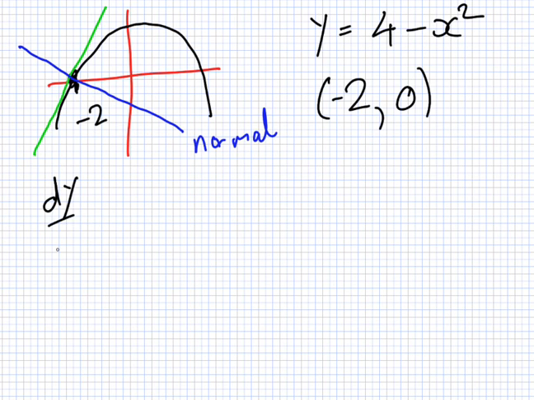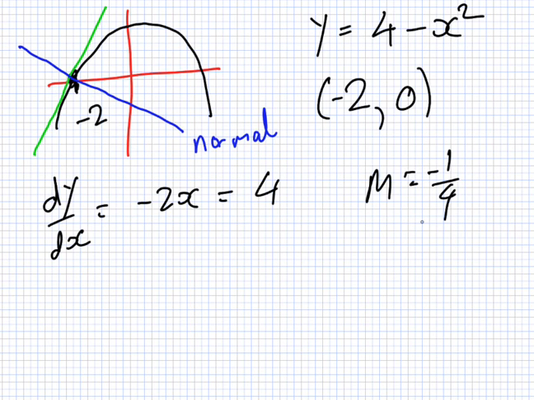Now I need to get the slope. So what's dy dx? -2x. And what's the x? So it's 4. Is that the slope of the normal? No. Slope of the tangent. So what's the slope of the normal? -1/4. Because? Perpendicular.